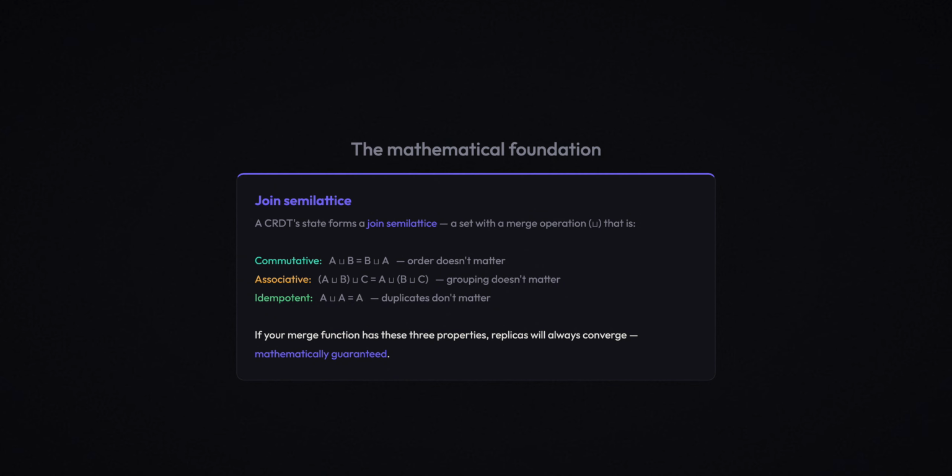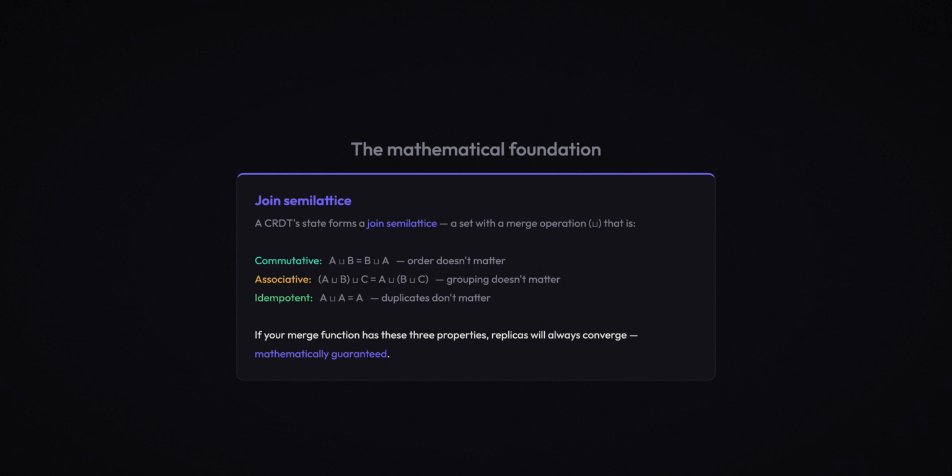Node A has incremented three times. Its vector is A: 3, B: 0, C: 0. Node B has incremented five times. A: 0, B: 5, C: 0. Node C has incremented twice. A: 0, B: 0, C: 2.